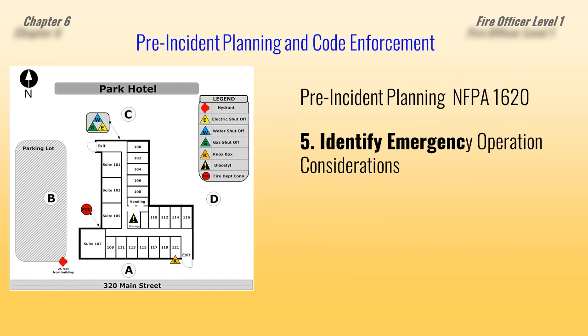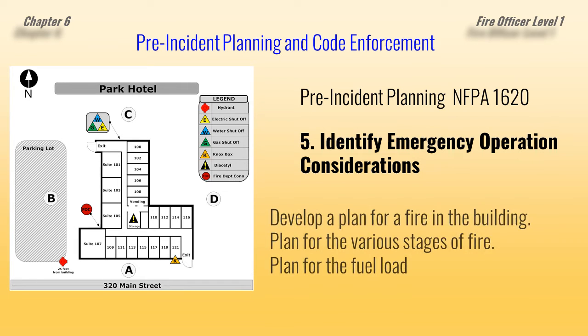So number 5, identify emergency operation considerations. In identifying emergency operation considerations, let's develop a plan for a fire in a building, a plan for the various stages of the fire. On the left we have a schematic of a hotel. It's telling us where the rooms are. It's giving us room numbers. So if we have a reported fire, or a reported smoke condition in a room, if we have this information available, we can pull it up and see where the room is in the complex.